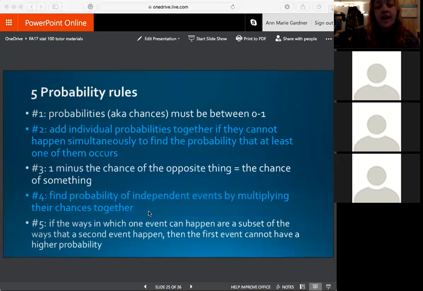Our fourth one is that if they're independent events and we want to find the probability of all their chances together, we just multiply them. So that's similar to rule 2, but that one is talking about or, and number 4 is talking about and.